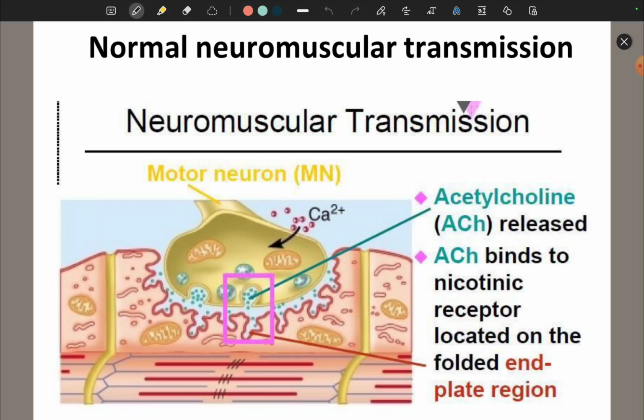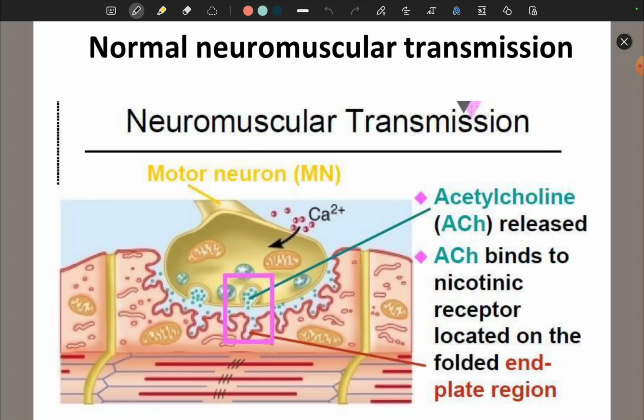Yes, very good, the synapse. This is the synapse. Synapse is the junction between blank and the blank. What is a synapse? The connection between the nerve and the muscle fiber. Yes, it is a connection, the site of connection between blank and the blank. Neuron and muscle, very good. The site of connection between the nerve and the muscle.